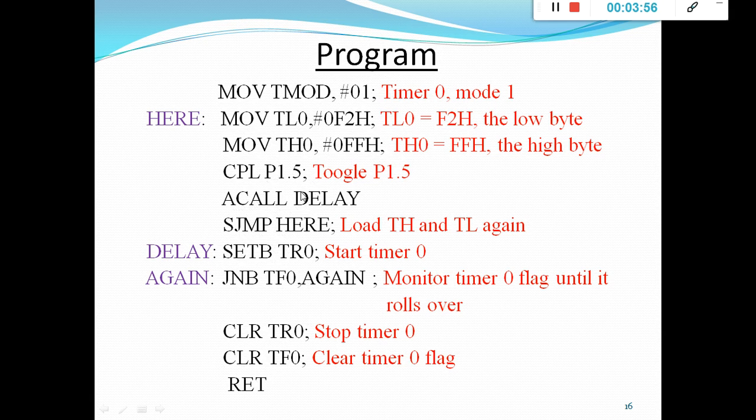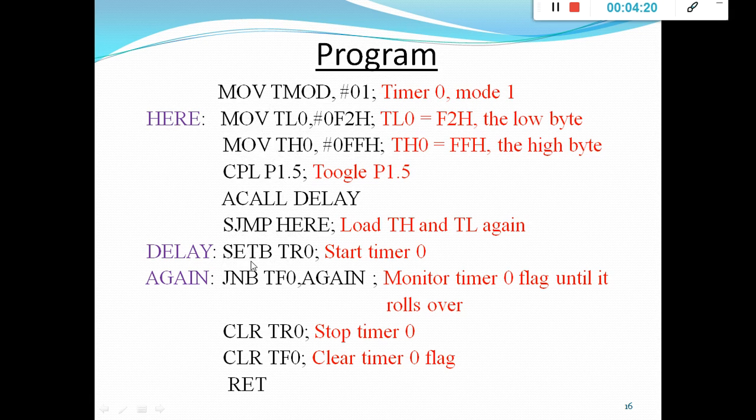After that, you have to do a short jump here. After the subroutine program is over, it will come back to the main program. Once it comes back to the main program, some instruction must be there. That is SJMP here, meaning again it will go back and execute the same procedure. So what is there in the delay program? That is starting the timer.